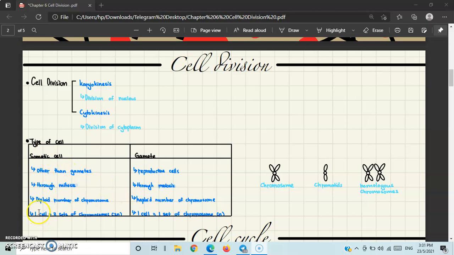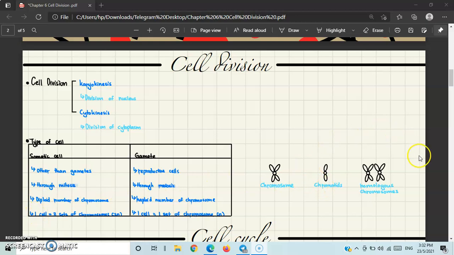Somatic cells have a diploid number of chromosomes. Diploid number of chromosomes refers to two sets of chromosomes, which is 2n. But the gamete has a haploid number of chromosomes. One cell equals one set of chromosomes. So in the gamete, the cell only consists of one set of chromosomes. But in the somatic cell, the nucleus consists of two sets of chromosomes.